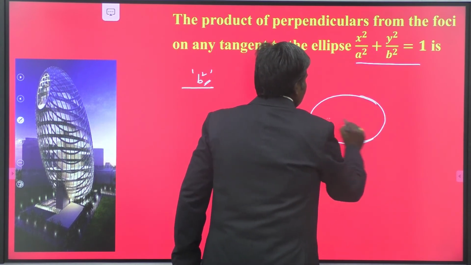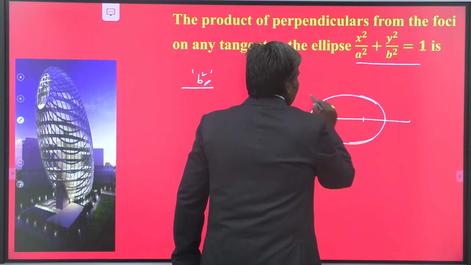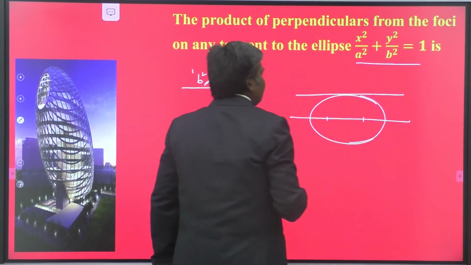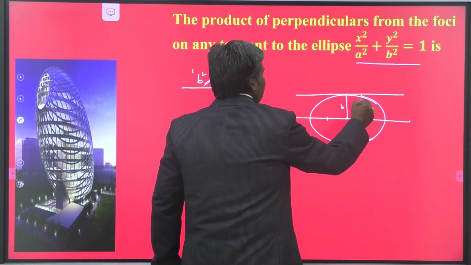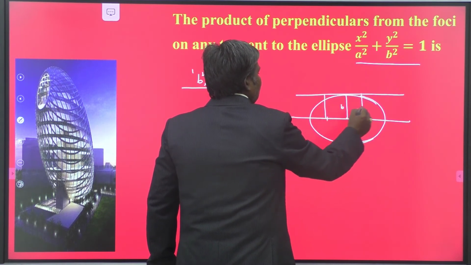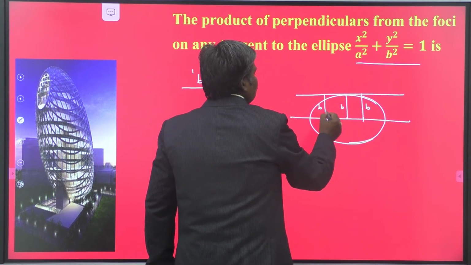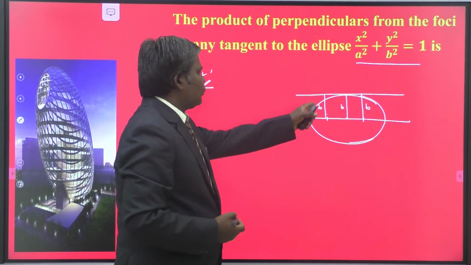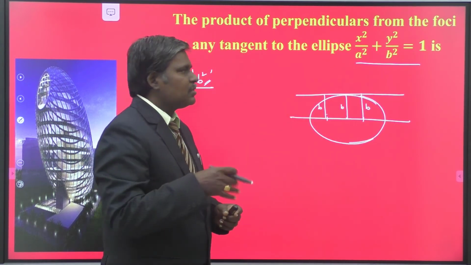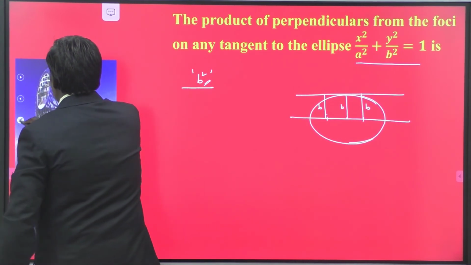This is the ellipse. These are the two foci. For any tangent, we take the tangent at the end of the minor axis. This is B clearly, so these two lengths are automatically B. This is also B. B into B is B square. So easily we can prove this by taking the special case, but we do the general method also. Okay.